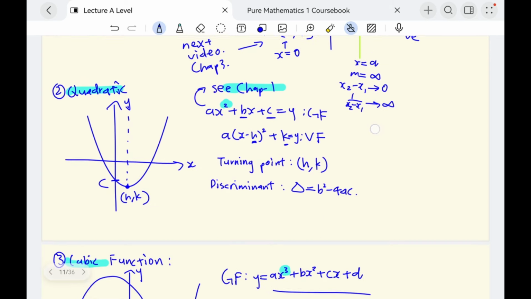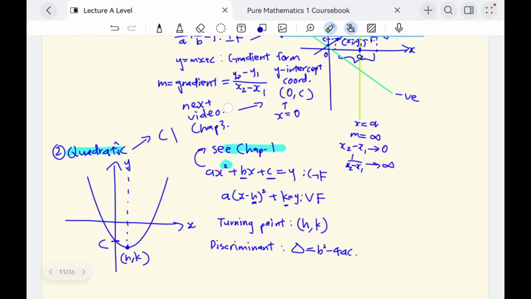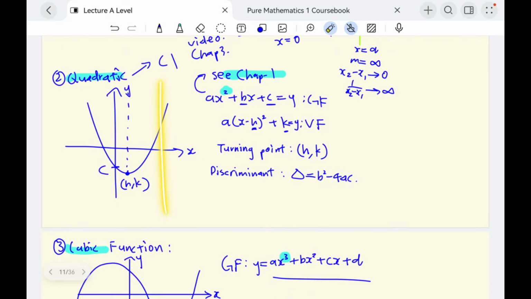Alright, so let's take a look at the second function, which is the quadratic function. I believe you have learned these quadratic functions from your chapter 1 or secondary school. Use your chapter 1 knowledge and apply it to the function. That means you will realize that a quadratic is a function, because when you use the vertical line test, no matter where this yellow line moves, it only intersects one point on the quadratic graph. Okay? A vertical line test, right?